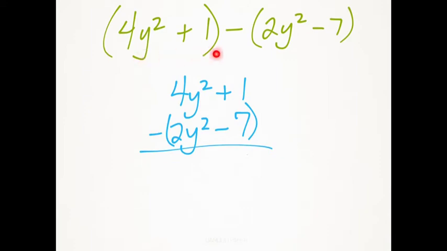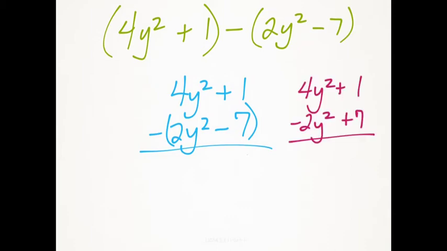Here we have 4y squared plus 1 minus 2y squared minus 7. I went ahead and wrote it so it's kind of stacked on top of each other. Subtraction sign still out in front of the parentheses, so I'm going to go ahead and rewrite this. So I've gotten rid of my parentheses. Basically, I've used the distributive property here. Subtraction, it's basically negative 1 times 2y squared is going to give us a negative 2y squared, and then negative 1 times negative 7 will give us a positive 7.